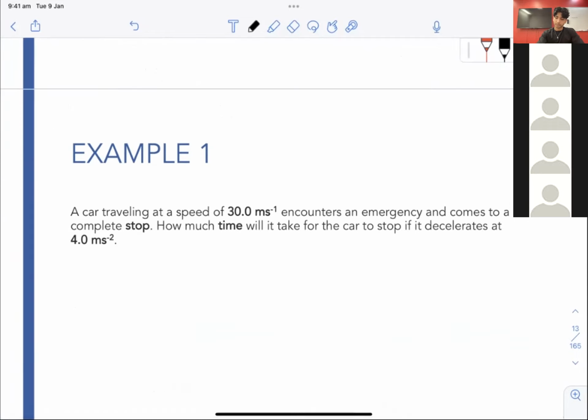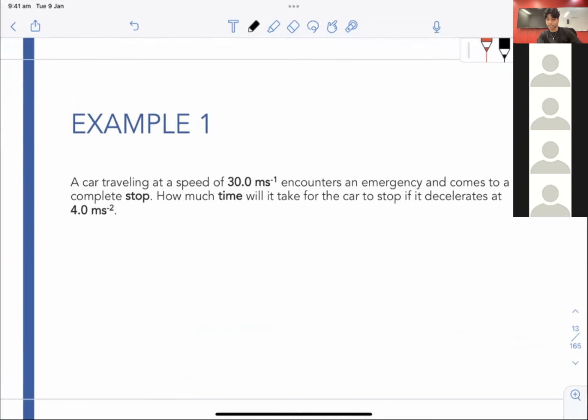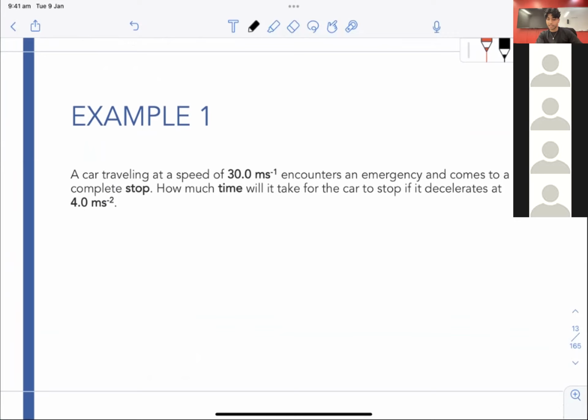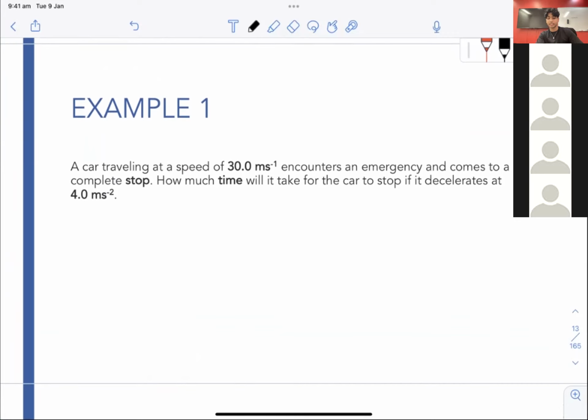So a car traveling at a speed of 30 meters per second encounters an emergency and comes to a complete stop. How much time will it take for the car to stop if it decelerates at 4 meters per second squared? Now, with any of these questions that are featuring rectilinear motion, so motion in a line that has velocity and a constant acceleration, always write out the variables you're given before you start the question.